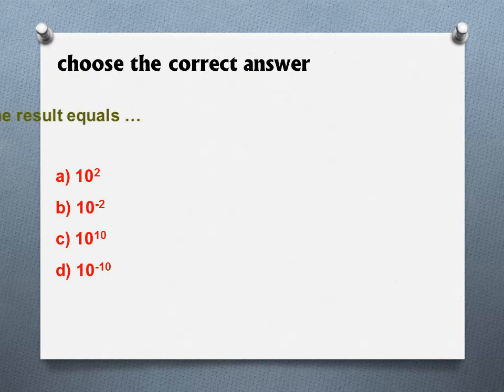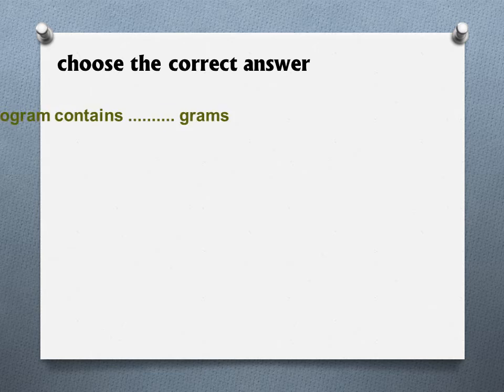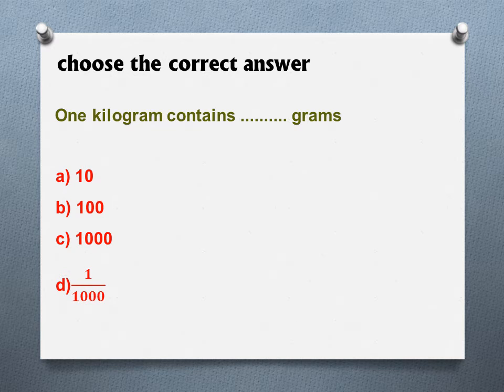When you divide 10 power 4 by 10 power 6, the result equals. 1 kilogram contains grams. Kilo, we can express the kilo by 10 power 3 or 1000. So the correct answer is C.